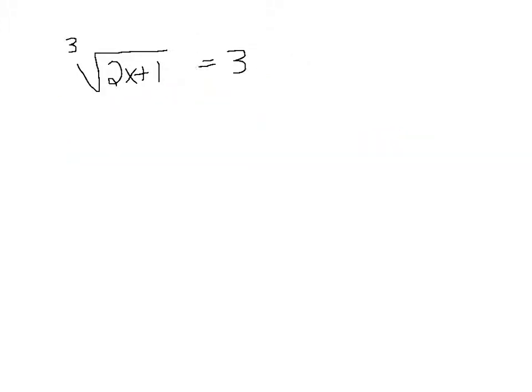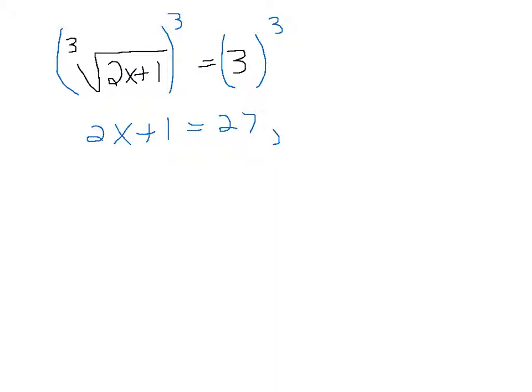Okay, so here's a slightly more complicated problem. Here, instead of a square root, we have a cube root. And so what do you do to get rid of a cube root? Remember, a cube root really is the same as raising something to the 1/3. So if I raise it to the 3, that'll deal with it. And that gives me 2x plus 1 is equal to 27. Subtract 1, divide by 2, and you get x is equal to 13.